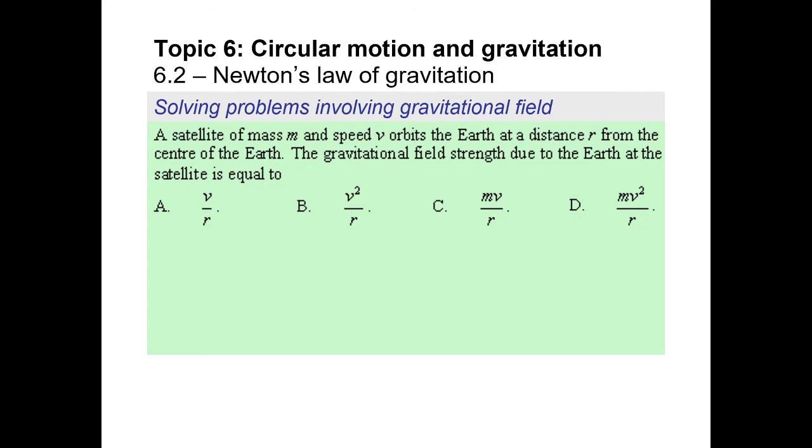Actually, let's just go through that problem one more time. We have a satellite of mass m and speed v orbiting the Earth at distance r from the center of the Earth. We want to know the gravitational field strength, so what we're looking for is lowercase g. Remember that when variables and letters are given to you in a question, you can only have those letters in the answer. I'm only given the letters m, v, and r, so at most, I can only have up to those 3 letters in my answer.